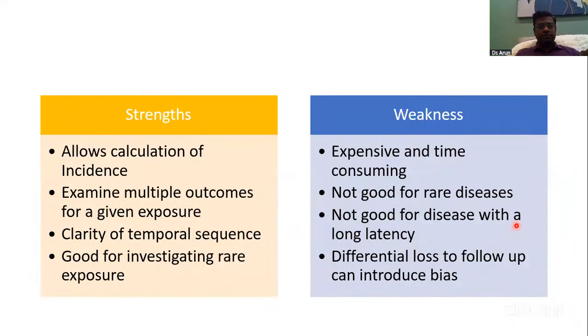What are the strengths and weaknesses of a cohort study? As already discussed, it allows calculation of incidence. It is helpful in examining multiple outcomes for a given exposure, and it has clarity of temporal sequence, that means time sequence, which one happened first, exposure, that we know clearly, not like in a cross-sectional study, where the temporal sequence is lacking. It is good for investigating rare exposure also. Weaknesses: like all these analytical studies, it is expensive and time consuming, not good for rare disease, not good for disease with a long latency. Differential loss to follow-up can introduce bias.